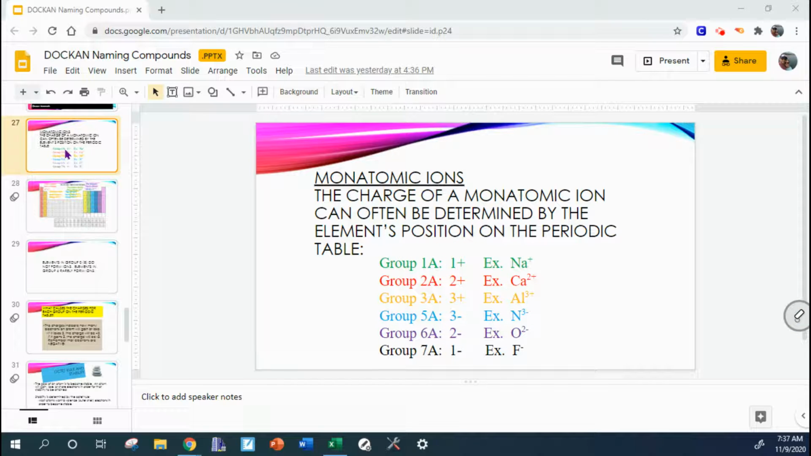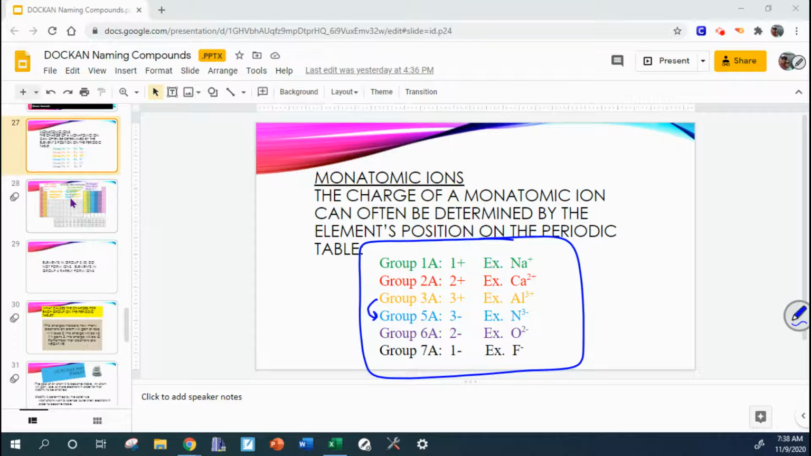The charge of a monatomic ion, which means one, mono means one, so one ion, can be determined by its element's position on the periodic table. So go ahead and pause this here if you need to write in these values. I'm going to go ahead and move on to the next slide though, but this is what we're filling in. Group 1A has a 1 plus charge, 2A has a 2 plus, 3A has a 3 plus, and then we skip to 5A, 3 minus, 6A, 2 minus, 7A, 1 minus.